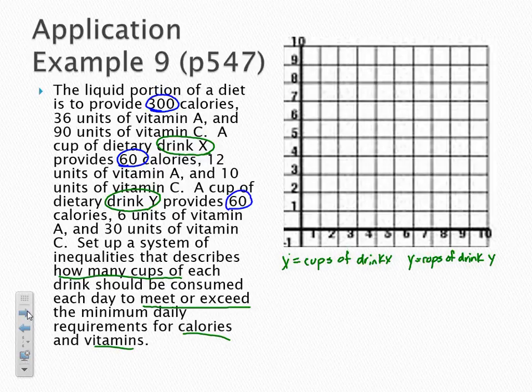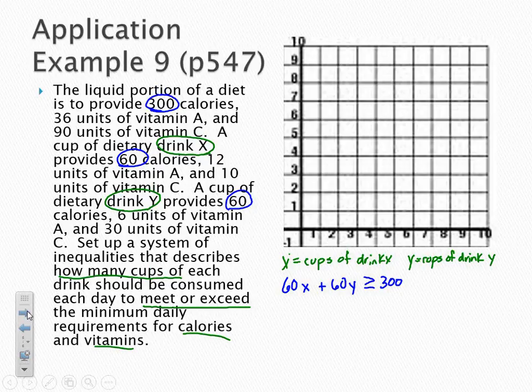So using that information, I can write the inequality 60 times X, since there's 60 calories per cup of drink X, plus 60 times Y. Now we want to meet or exceed it, so that needs to be greater than or equal to 300 calories, which is what we're shooting for in this problem. That's our minimum daily requirement.